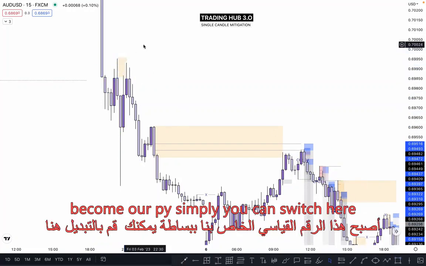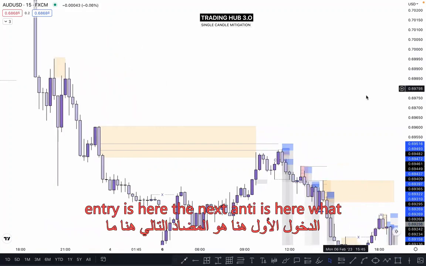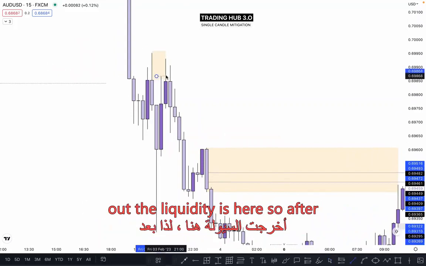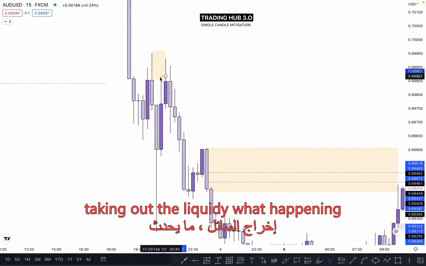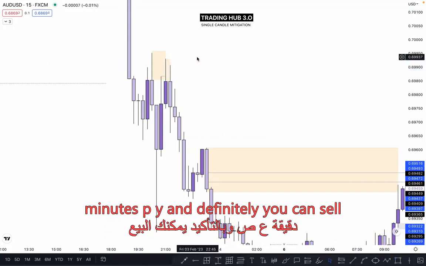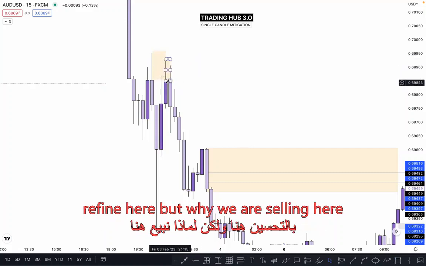Simply, you can switch here to the 1-minute time frame, and then definitely you can sell here. So the first entry is here. The next entry is here. What happened here? This candle took out the liquidity here. So after taking out the liquidity, what happened? This shadow becomes our next 15-minute POI, and definitely you can sell here in the 1-minute time frame if you refine here.